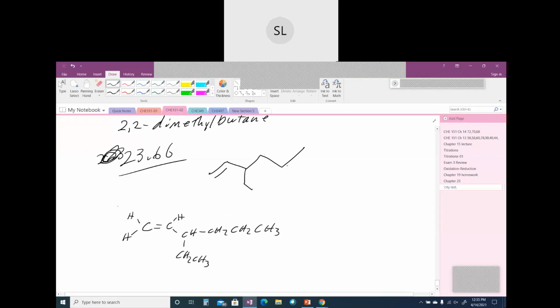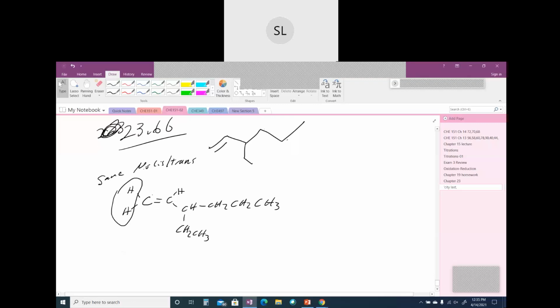This cannot have cis and trans isomers because these are the same. Therefore, no cis trans. All right, so when one side of your carbon-carbon double bond has the same group, you cannot have any cis trans isomers.